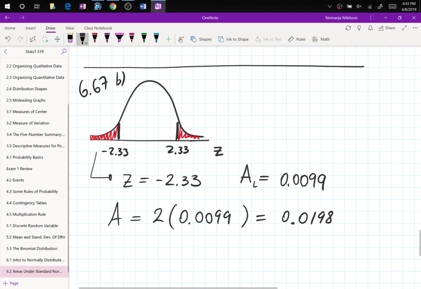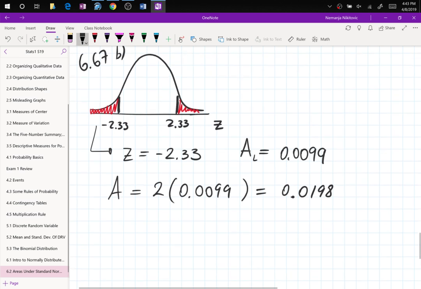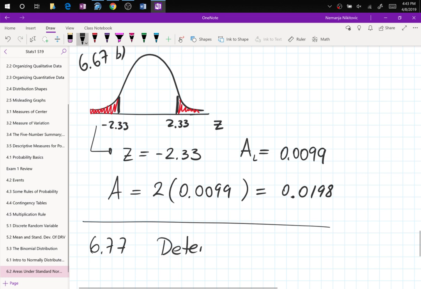Okay, now let's take a look at determine the z. So this is another homework exercise, 6.77. It says determine z of 0.33.